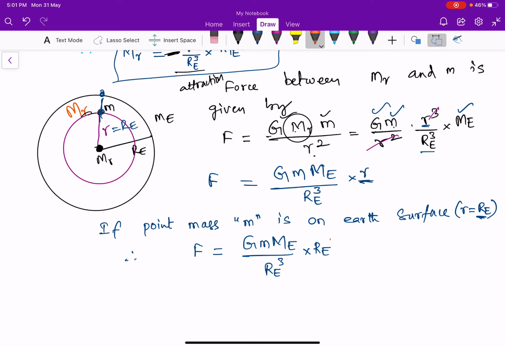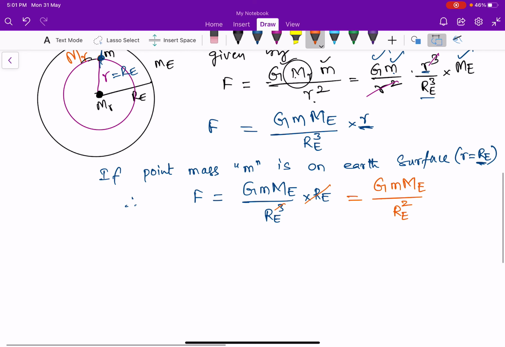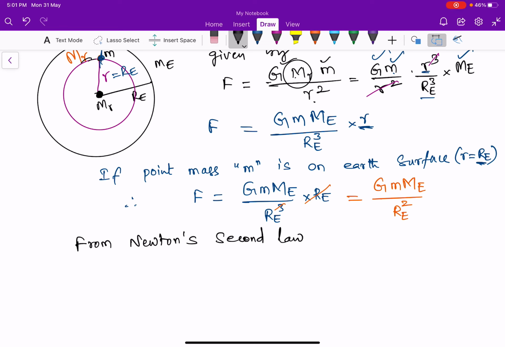So now this Re and one Re get cancelled. So we will get G m into Me by Re square. This is the net force on the particle of mass m due to earth surface. So now we know that from Newton's second law of motion, the force exerted by earth is nothing but the weight of the particle. Weight is nothing but mg. This is equation 1 and this is equation 2.